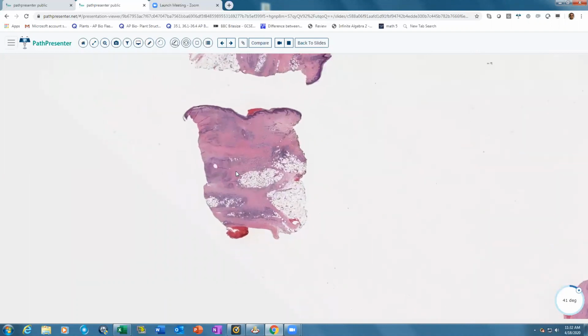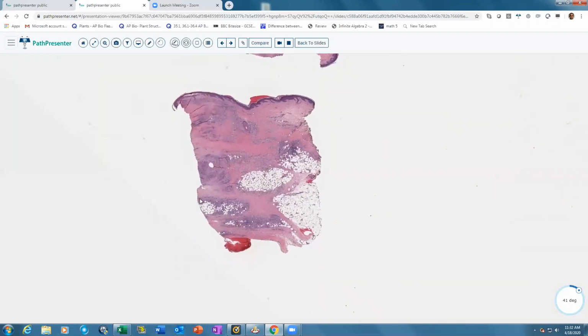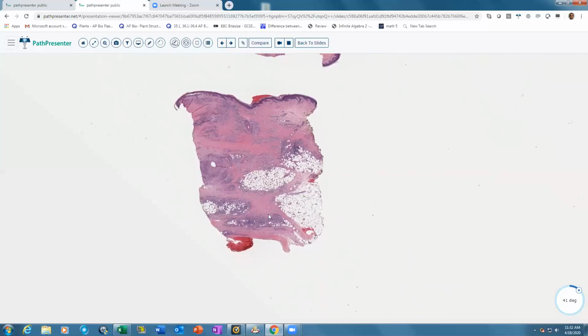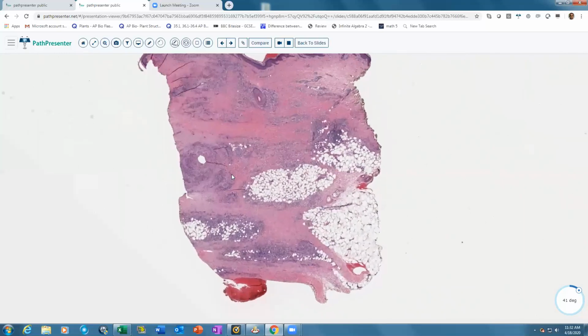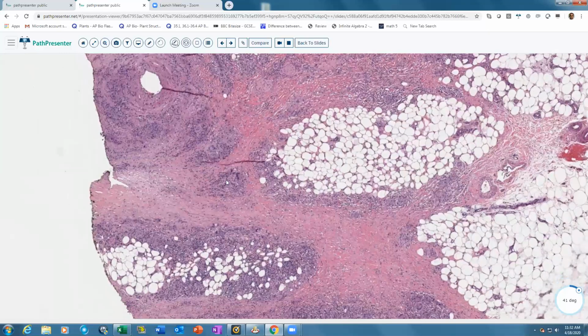So what we see is even on low power, we see layers basically. So we see a layer of inflammation, then a layer of sclerosis, then a layer of inflammation, a layer of sclerosis. So this pattern is known as a cake layer pattern, where you can see the different layers of inflammation and sclerosis in the skin.